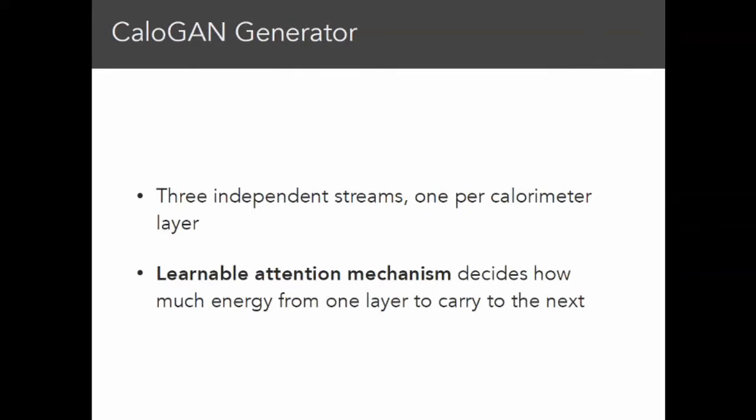So at a rough level, the CaloGAN again has 3 streams. We have 3 layers in our calorimeter. We have 3 individual components, one per calorimeter layer, that learns what the deposition pattern should look like, conditioned on a particular set of physical characteristics.